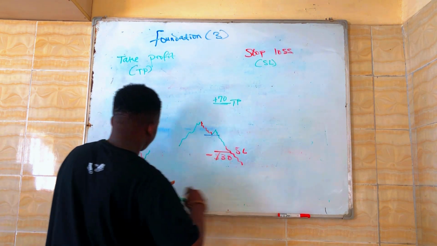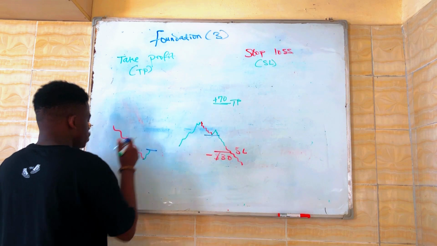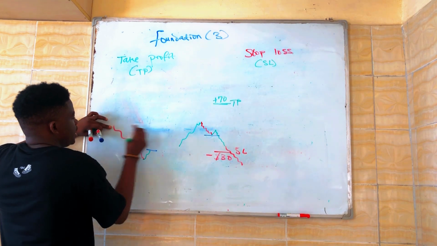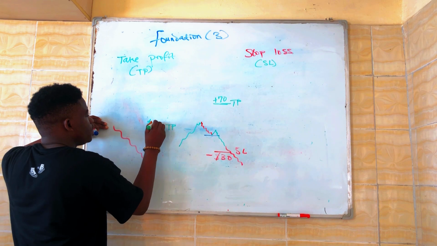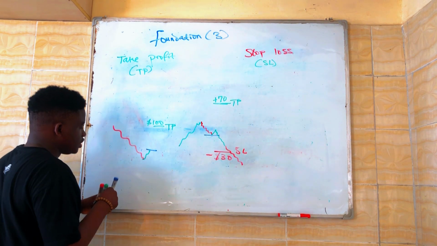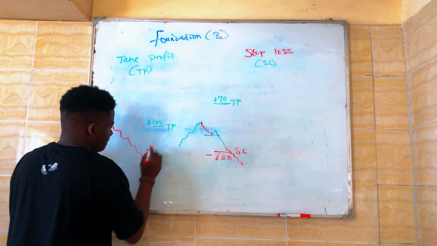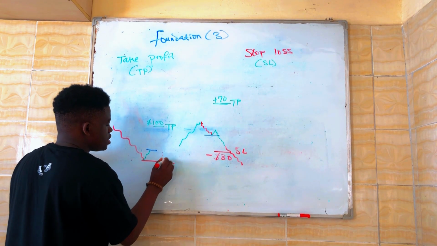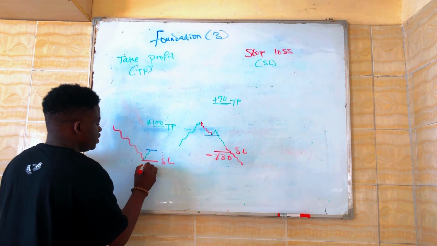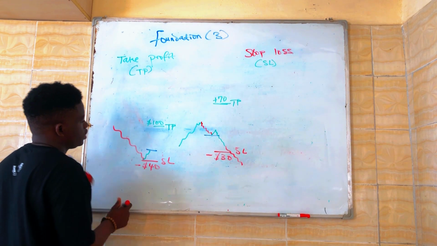Let me use the blue marker. Let's say you took your entry from this point here. Then you said, oh, you want to target this particular high as your take profit zone, TP. Let's say you want to be in profit of $100. But then you say, okay, in case my analysis is wrong, please exit me at a loss here. This is SL. Yes, I'm okay with the loss I'm taking, probably a loss of minus $40.